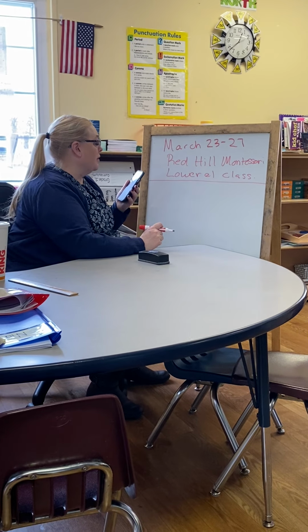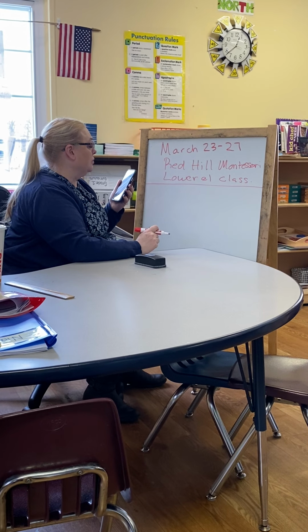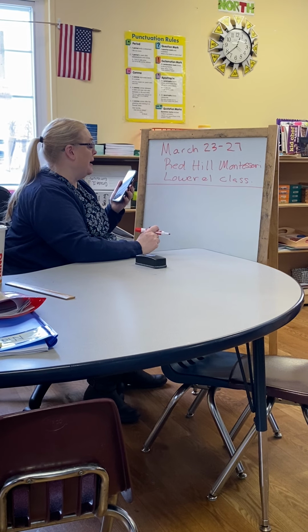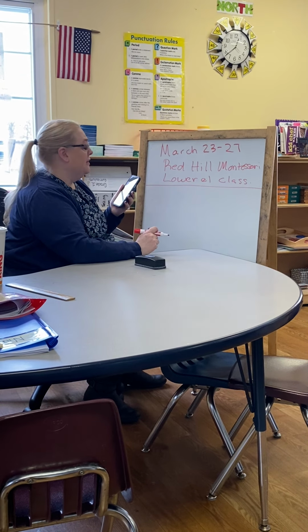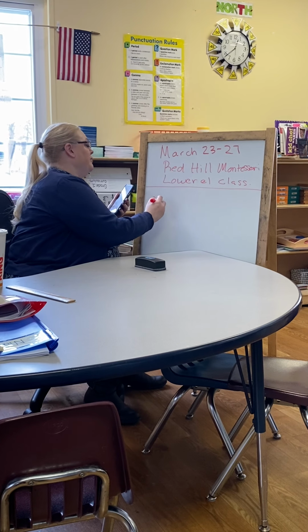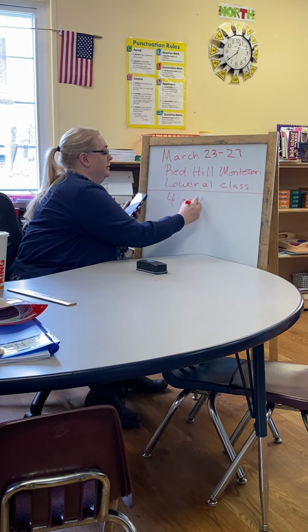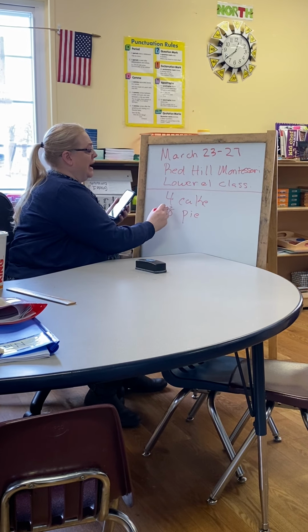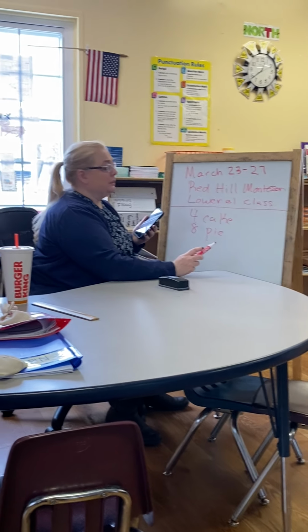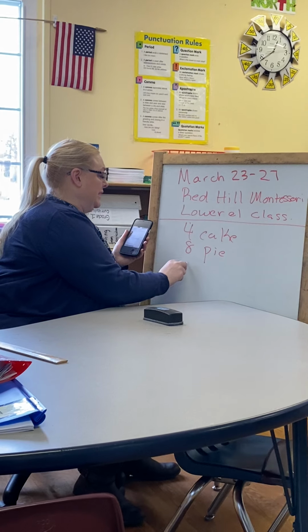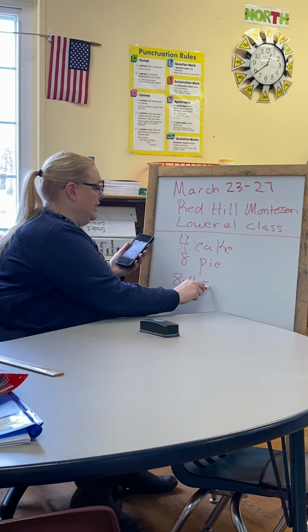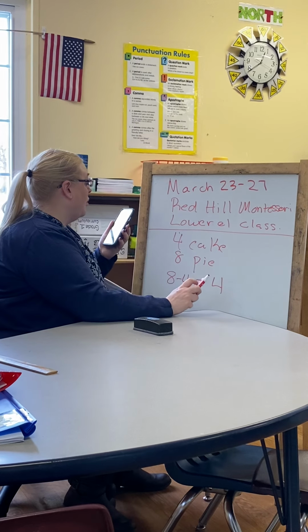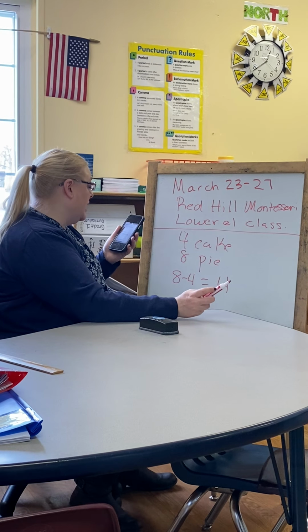Your first math problem is at Kesha's party, 4 children ate cookies, 8 children ate pie. How many more children ate pie than cake? So in this one, we have to decide how many more ate the pie than ate the cake. If we know that 4 ate cake and 8 ate pie, we have to know how many more ate this than this. So this is a subtraction problem. We would say that 8 minus 4 equals. So we know that 4 more children ate pie than cake.